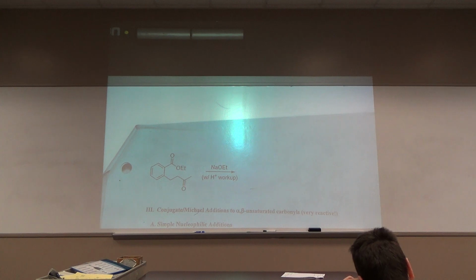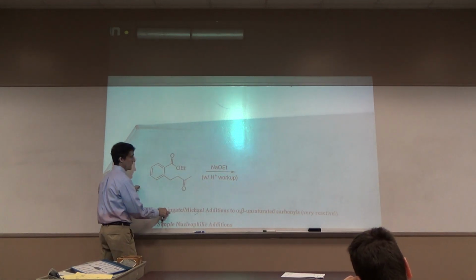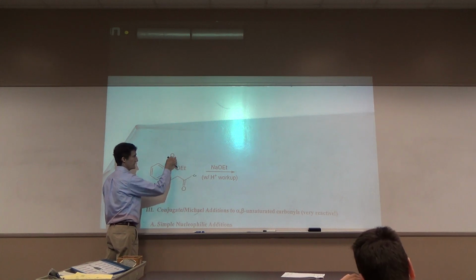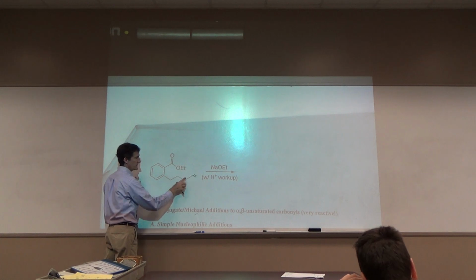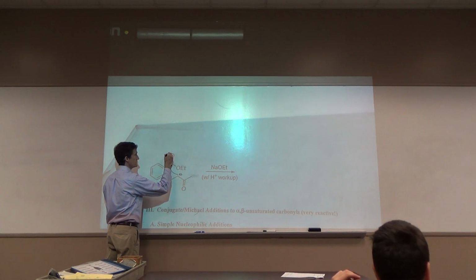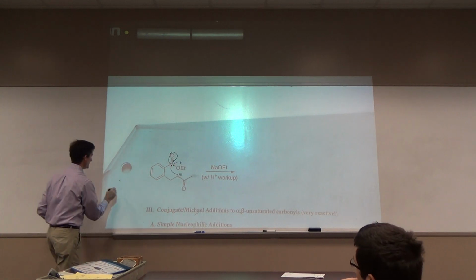Which size ring is preferred though? 5 or 7? 5. 5 and 6 are your best size rings. The anion here, here. If you make it there, and that attacks, electrons up, back down, 7-membered ring. Right here, anion. Here, electrons up, right? Back down. Kick that off. This becomes bonded here. What does that look like?